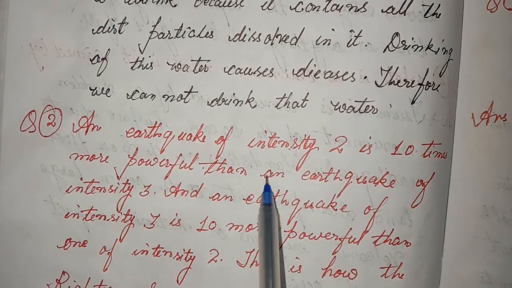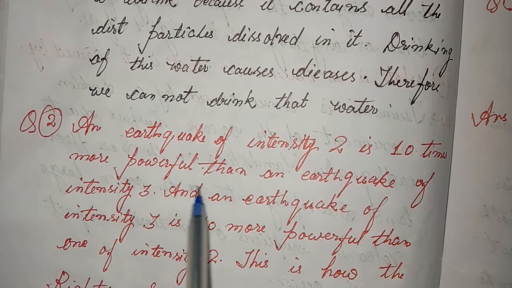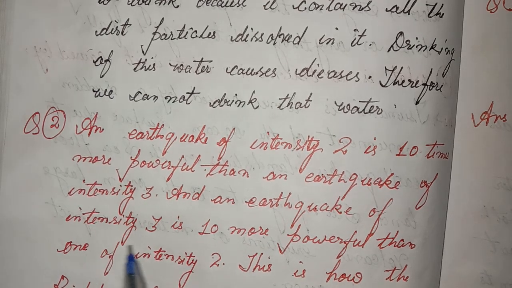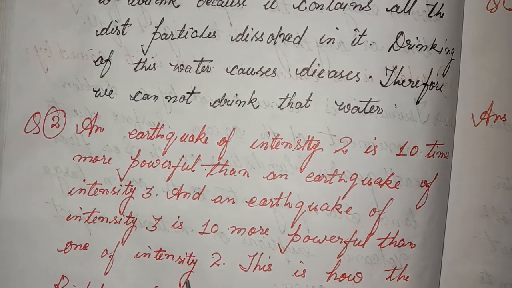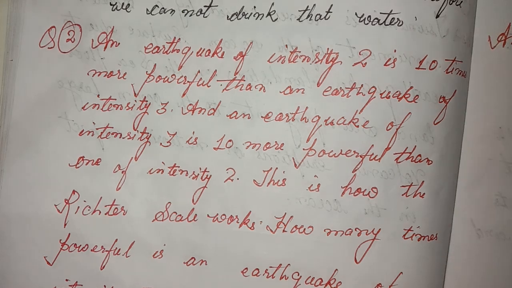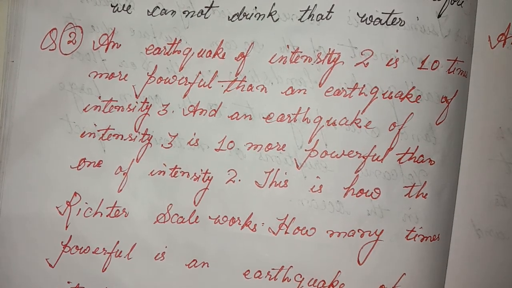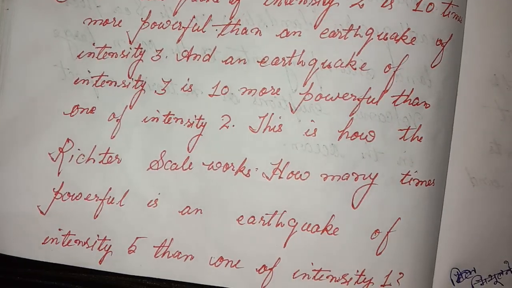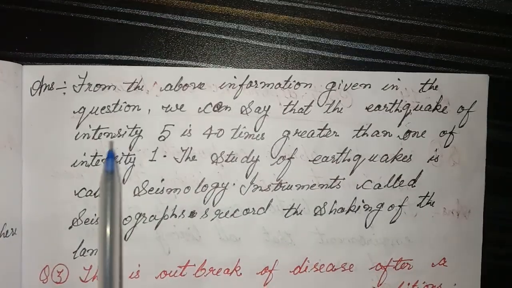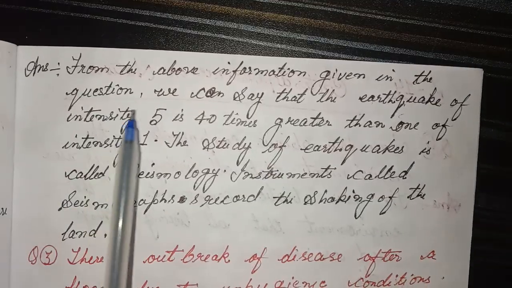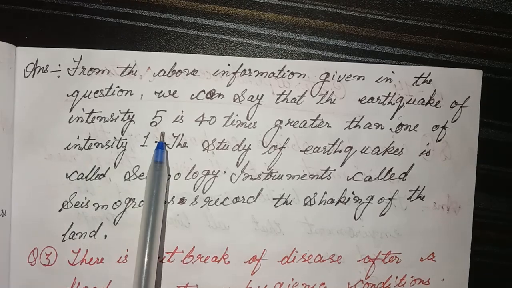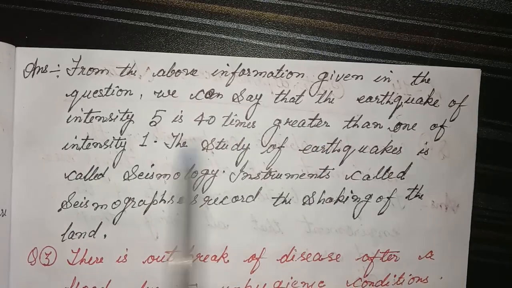Second, an earthquake of intensity 2 is 10 times more powerful than an earthquake of intensity 1, and an earthquake of intensity 3 is 10 times more powerful than one of intensity 2. This is how the Richter scale works. How many times more powerful is an earthquake of intensity 5 than one of intensity 1? Answer. From the information given in the question, we can say that an earthquake of intensity 5 is 10,000 times greater than one of intensity 1.